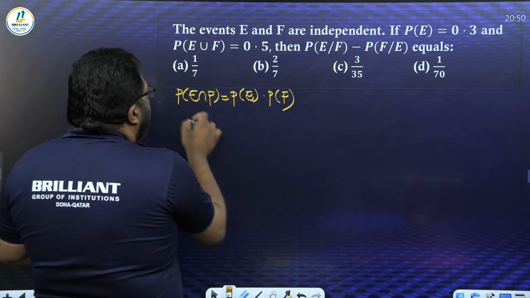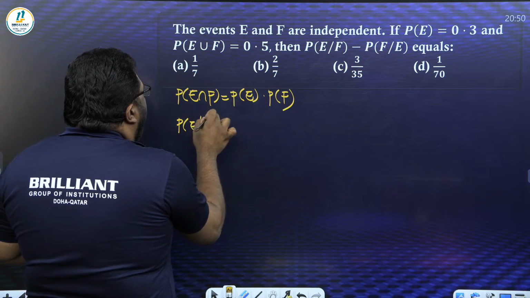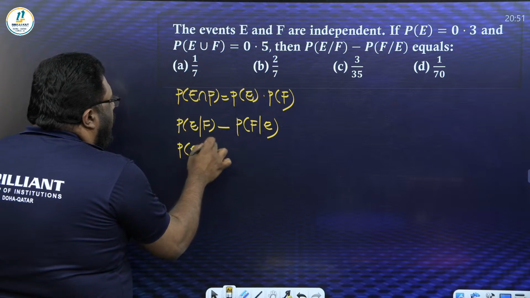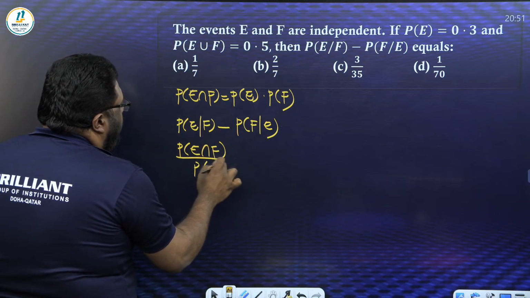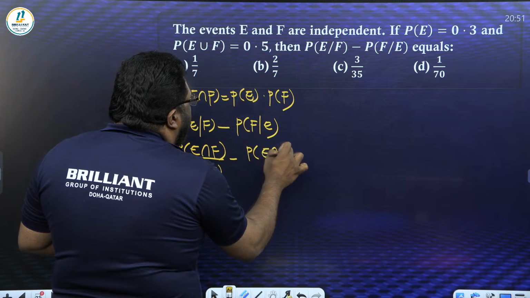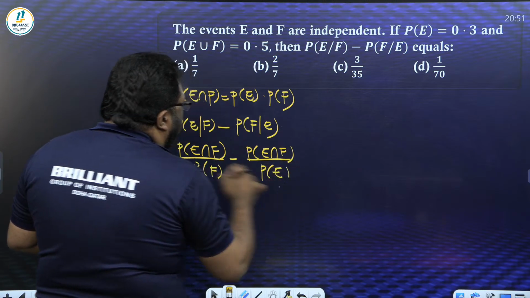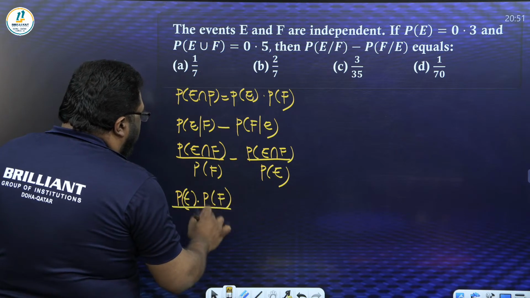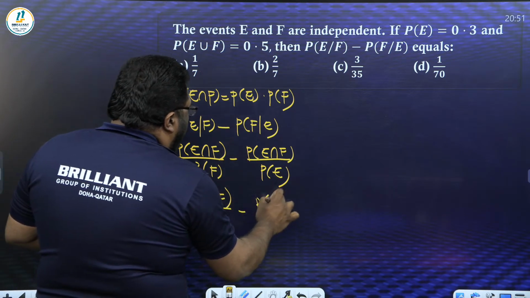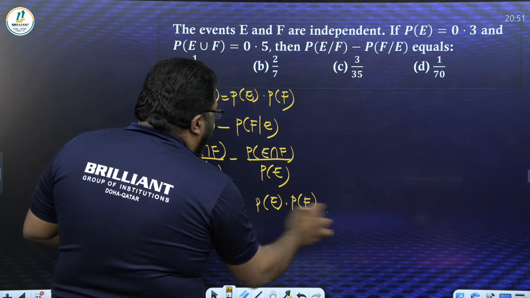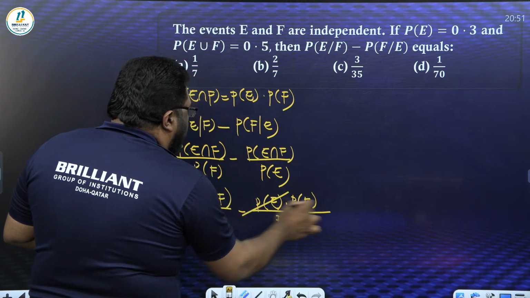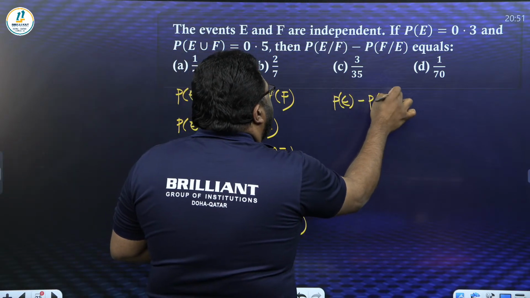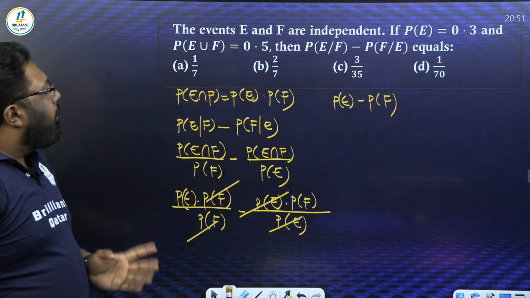So definitely I want P of E by F minus P of F by E. P of E by F is P of E intersection F by P of F. P of F by E, again P of E intersection F by P of E. Independent, so P of E, P of F by P of F, and P of E, P of F by P of E. Cancel this, cancel this. So I got P of E minus P of F. But I know P of E, but I don't know P of F.